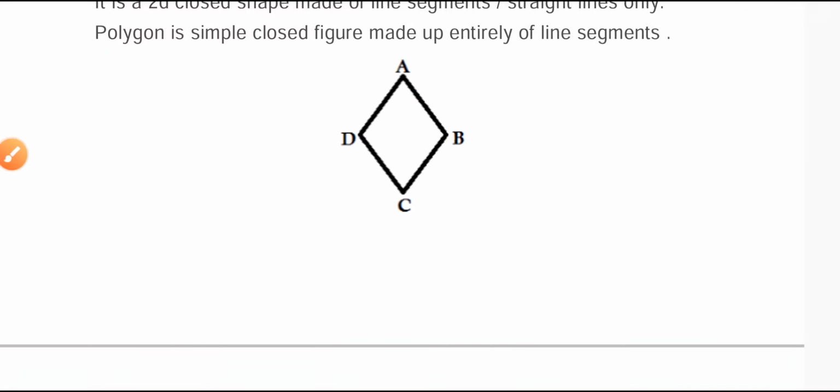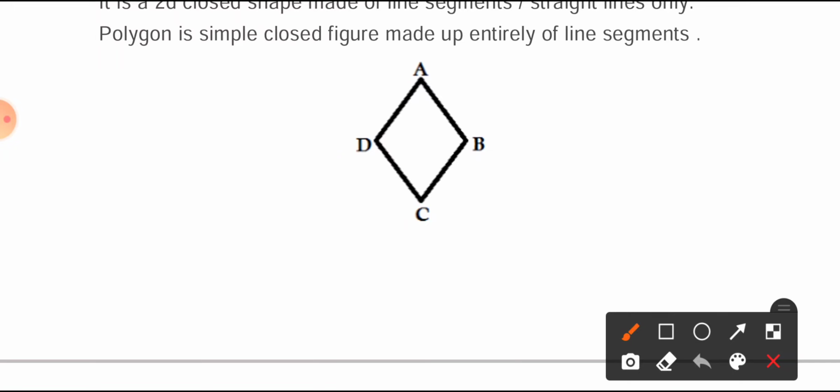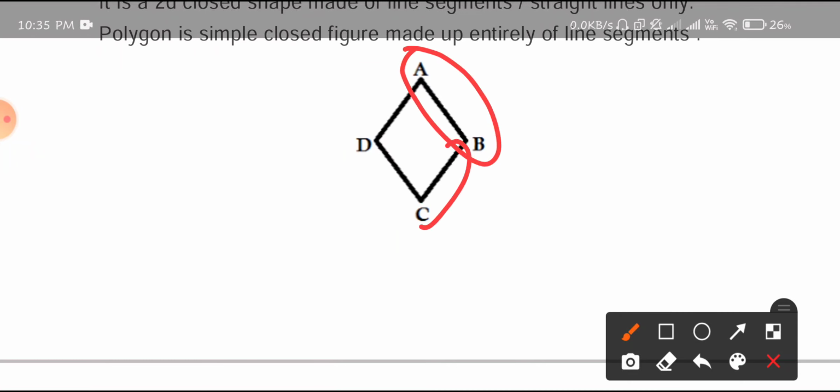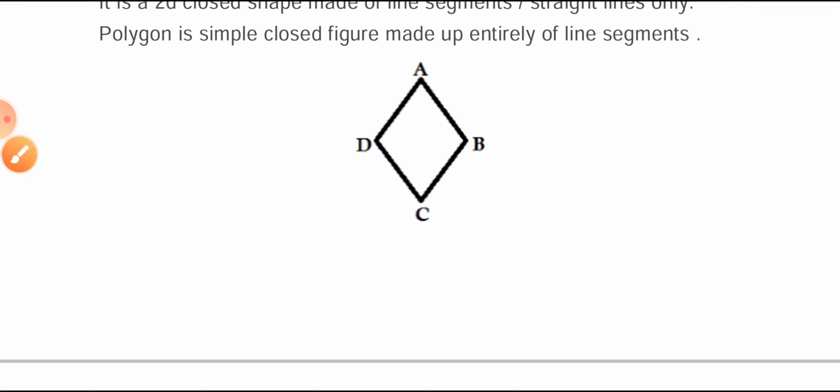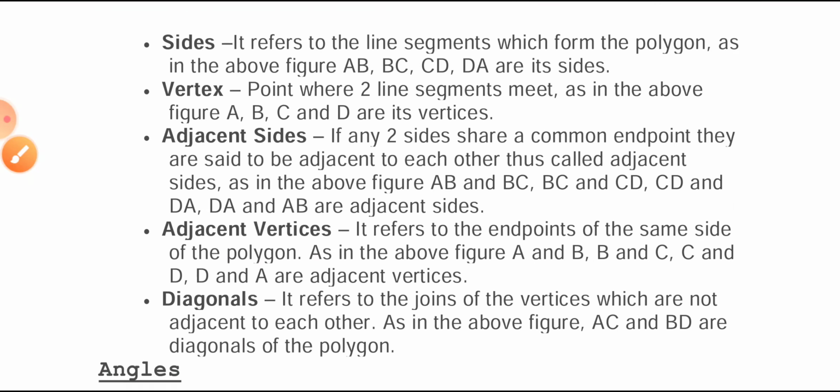You can see what are adjacent vertices. Like adjacent sides. Adjacent sides means the sides which are nearby, like AB and BC. Then BC and CD, CD and DA. Like this, adjacent vertices. Adjacent vertices means the vertices or the corners which are nearby each other. So A and B, these two are nearby. Then B and C, then C and D, and D and A. So these are the adjacent vertices.